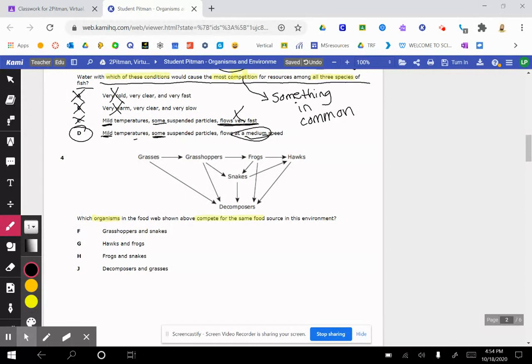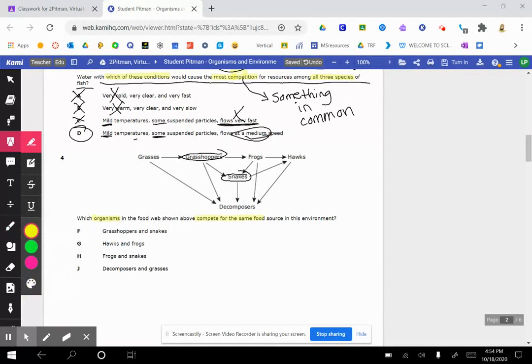Okay, so grasshoppers. I'm going to look at grasshoppers and snakes first. So here's my grasshoppers, here's my snakes. Okay, so let's see, my grasshopper's food source. Well, it's got to be my grasses, because my energy is leaving the grasses and going to the grasshoppers. My food source for my snakes is 2 things here. He's getting energy from frogs and from grasshoppers. So it's not going to work, because it's not sharing a food source as my grasshoppers.